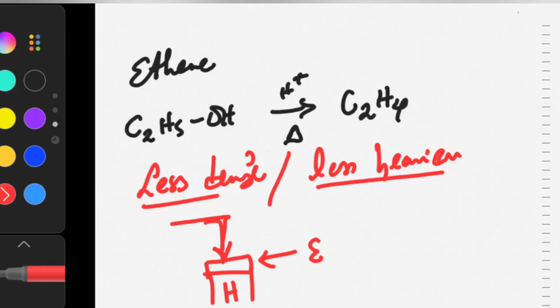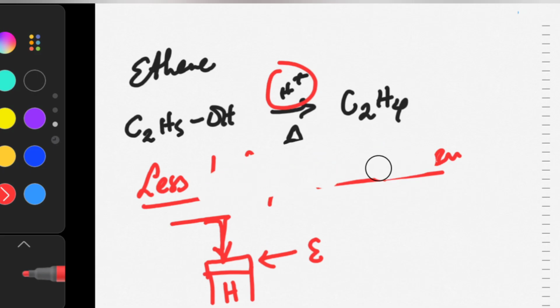You should know how to show the equation of reaction, of course, for the chemical reaction between ethanol and sulfuric acid. Okay, now let's go to the third one. The third experiment.